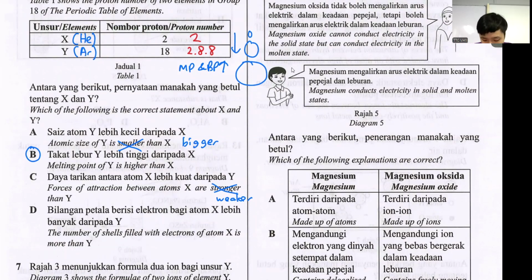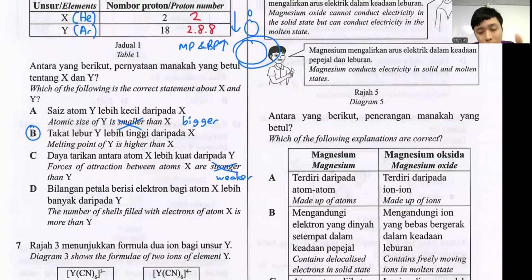Number of shells filled with electron for atom X is more than Y. No. Okay. X only got one shell, Y got three shells. So wrong. It's supposed to be less than.